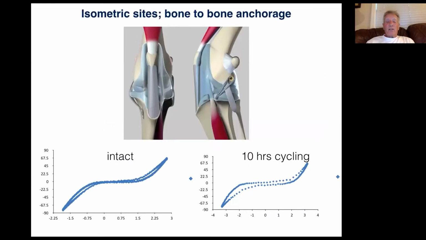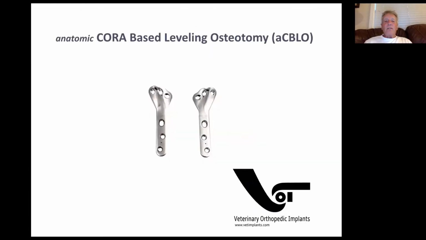This is some work showing the intact, you see the graph there, and this is cycling. Then you look at 10 hours, after 10 hours of cycling, about the same. One of the important things is having bone-to-bone anchorage. You don't go around the fibula. You don't have soft tissue that can stretch out. So it's bone-to-bone anchorage, and again, that's a technique that we teach at TMI.